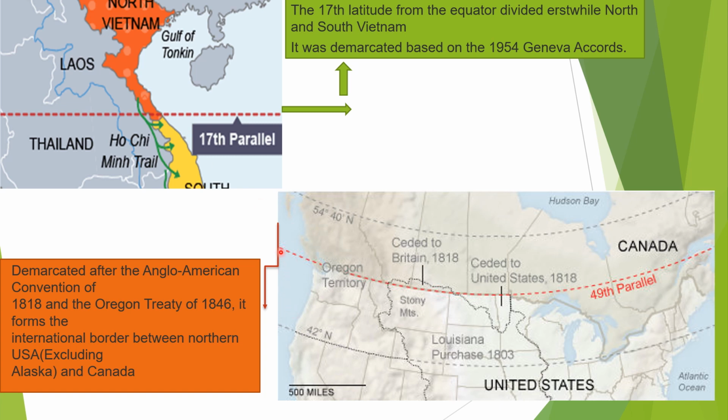And then you can see this line. This line is called the 49th parallel, which divides the United States of America and Canada, excluding Alaska. It was established by the Oregon Treaty of 1846. It forms the international border between the northern USA and Canada, excluding Alaska.